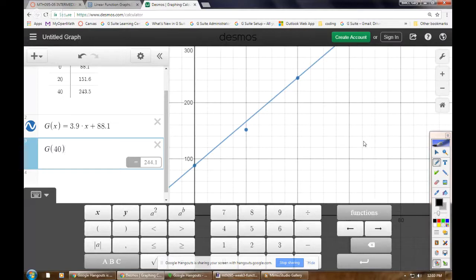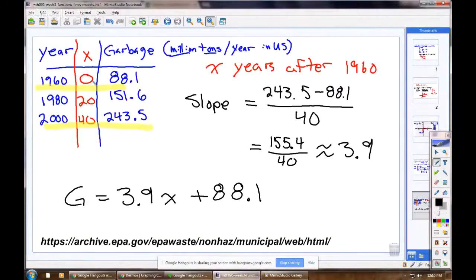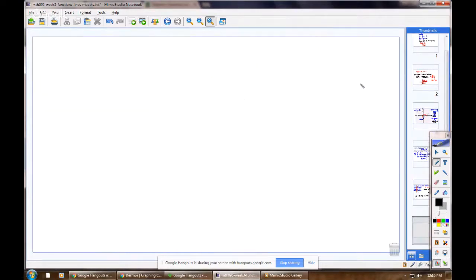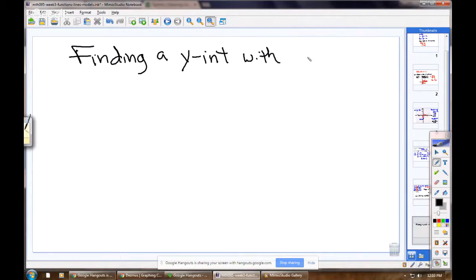Okay. So that's finding the slope of a line. Now, let's suppose we didn't have the y-intercept and we had to use some other point for it. How do we find the y-intercept otherwise? So the trick for finding a y-intercept, if you just have, let's say, the slope and a point.